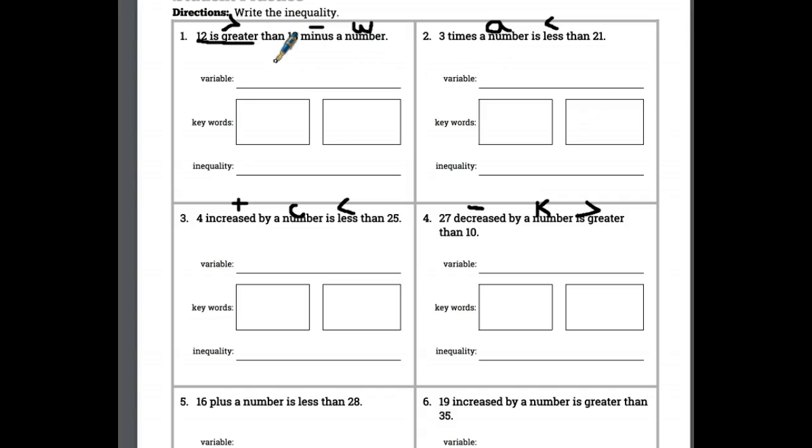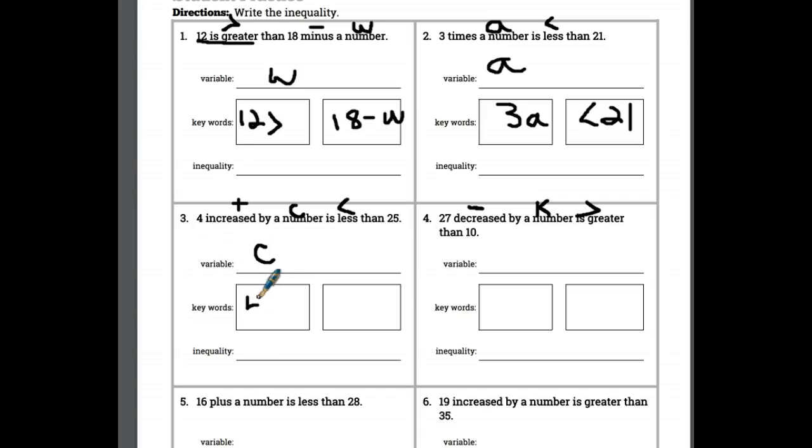Okay, so here we go. We said our variable was W. Keywords, 12 is greater than, and 18 minus a number. And we said W was our variable. This is our variable is A, and 3 times A, 3A, is less than 21. This time we said C was our variable.